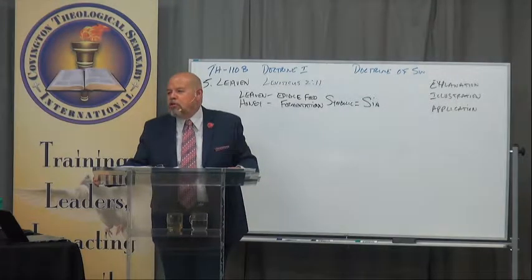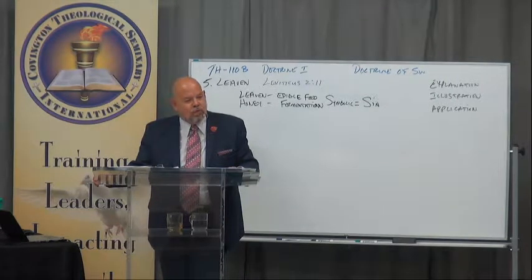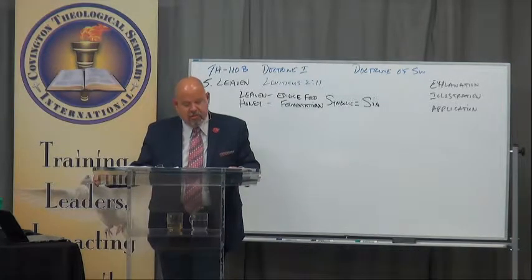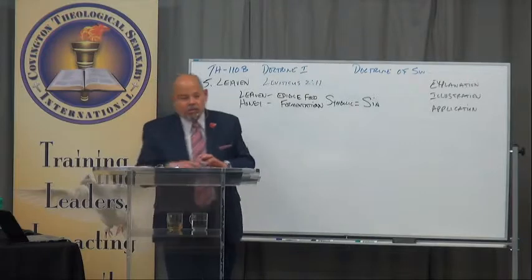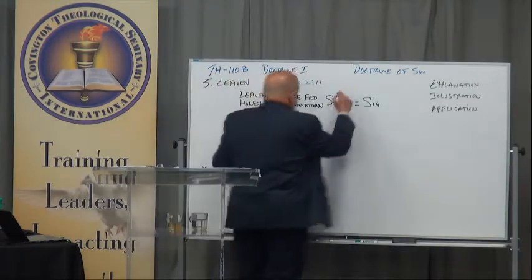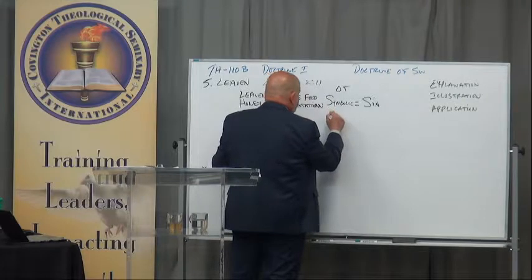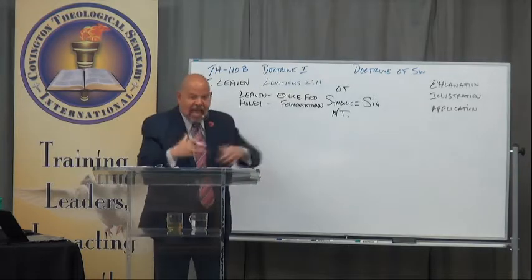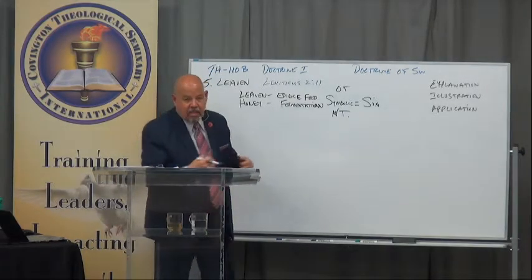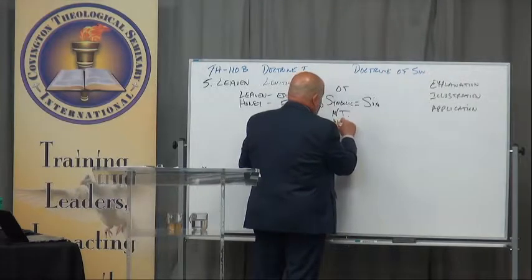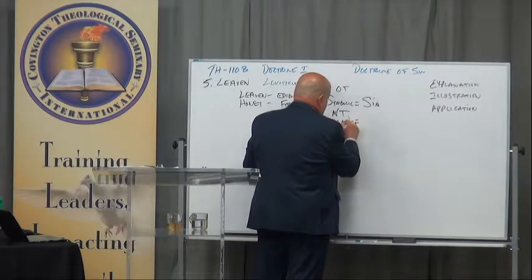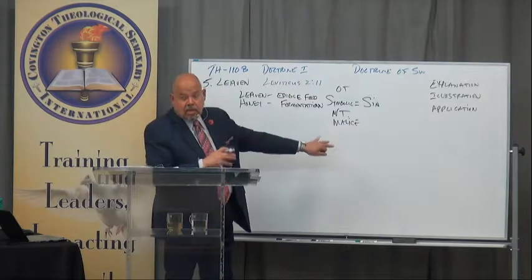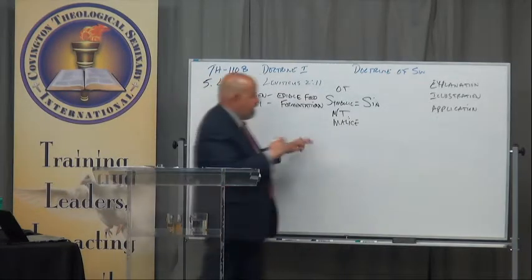Now, when you get into the New Testament, it usually signifies malice and wickedness in contrast to sincerity and truth. So, that is the Old Testament. In the New Testament, the idea of leaven means malice. This is how it's used. It means malice and wickedness.